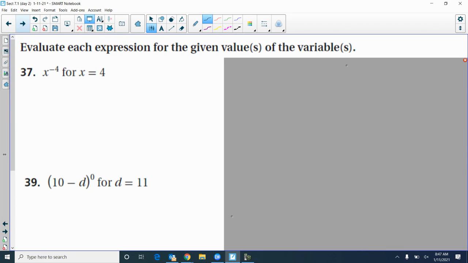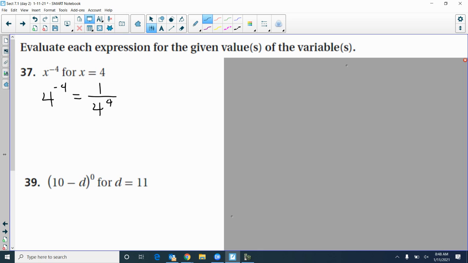All right, 37. Evaluate each expression for the value of the variable. So you're substituting in, it should come up with a constant answer. All right, Amanda, how do I do 37? Isn't it 4 to the negative 4th power? Okay, and now how do I write that without a positive exponent? 1 over 4 to the 4th power.